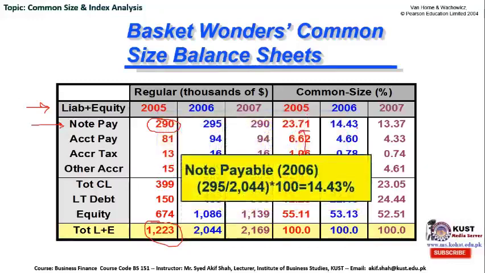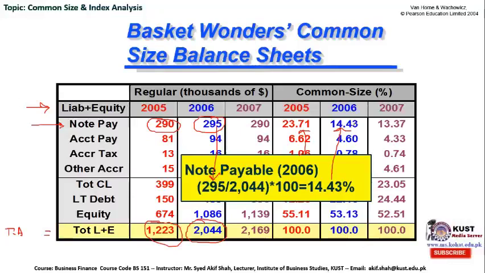Similarly, for 2006, once again the same formula was used to divide the notes payable amount, which is 295, by its relevant total assets of the same year. Actually, total liabilities and owner equity are equal to total assets, so we are picking up this amount from the cumulated value for total liabilities and equity.